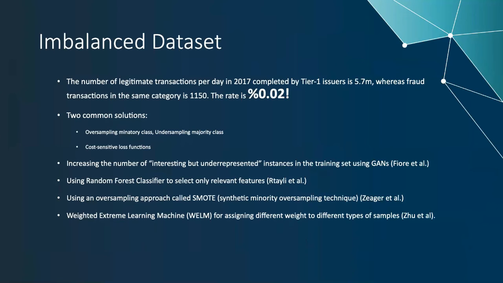So the problem arises here, and there are, of course, solutions for these common problems. The first one is oversampling the minority class or undersampling the majority class. We could oversample the fraud transactions, and of course, we could undersample the legitimate transactions here.